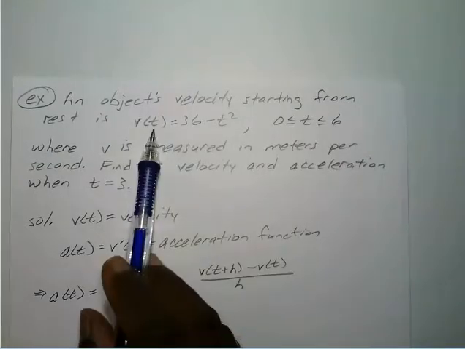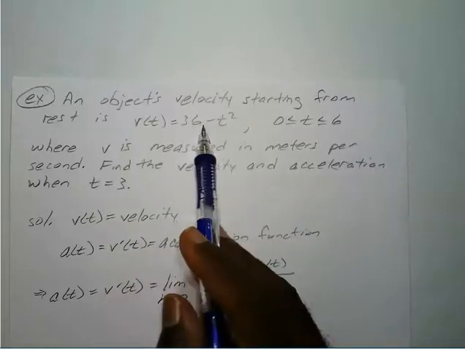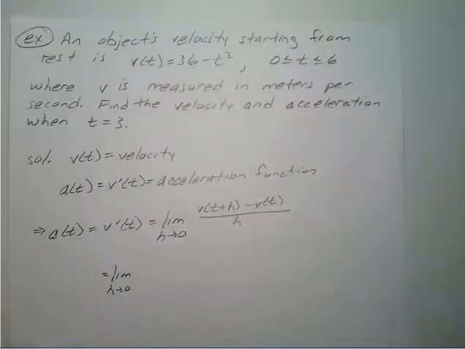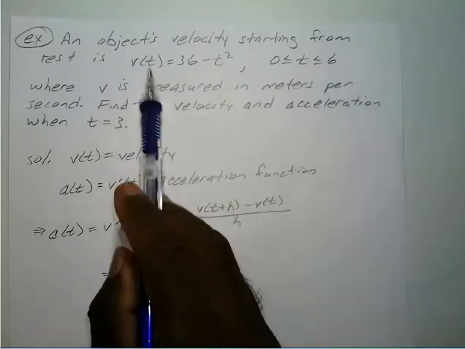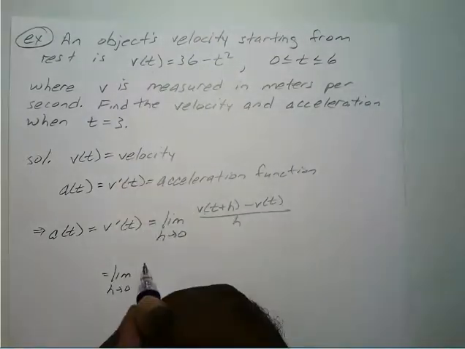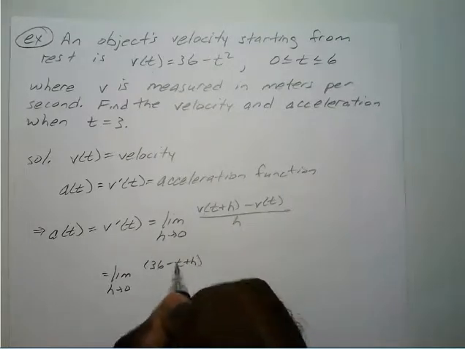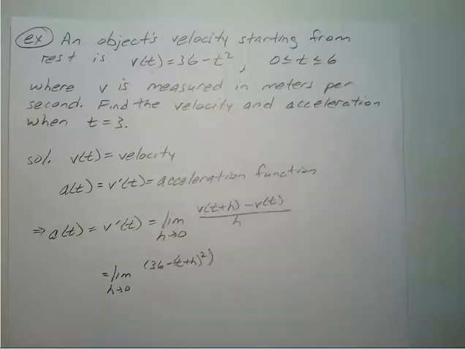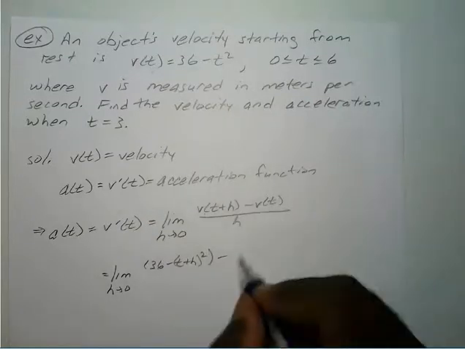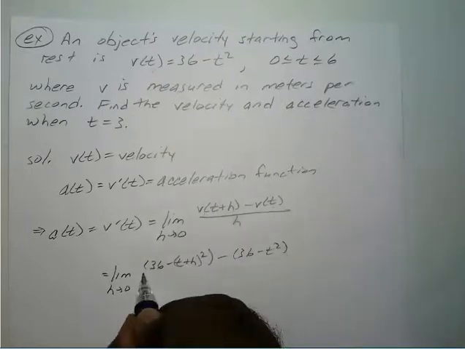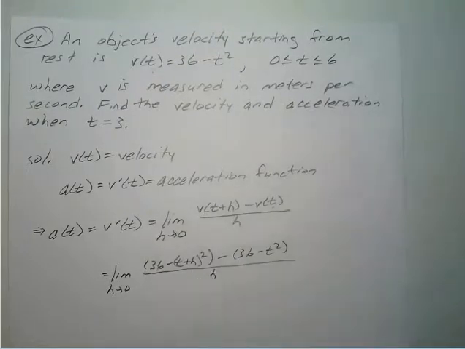Okay, so we know that our v of t is equal to 36 minus t squared. Okay, so v of t plus h is just replacing every t with t plus h. So that's 36 minus t plus h squared minus your velocity function, v of t. So that's minus 36 minus t squared all over h.